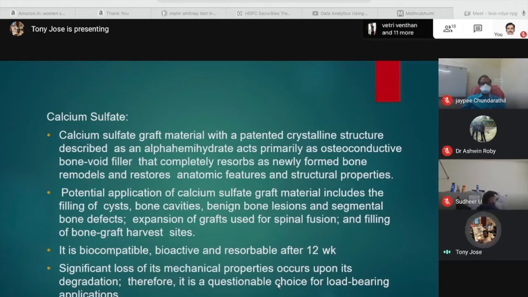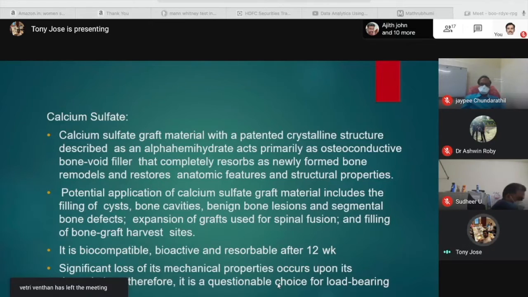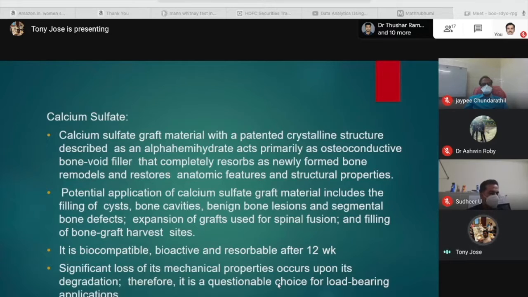The calcium sulfate graft material with a patented crystalline structure, described as alpha hemihydrate, acts primarily as an osteoconductive bone void filler that completely resorbs as newly formed bone remodels and restores anatomic features and structural properties. The potential applications of calcium sulfate graft material include the filling of cysts, bone cavities, benign bone lesions, and segmental bone defects, expansion of graft used for spinal fusion, and filling of bone graft harvest sites.